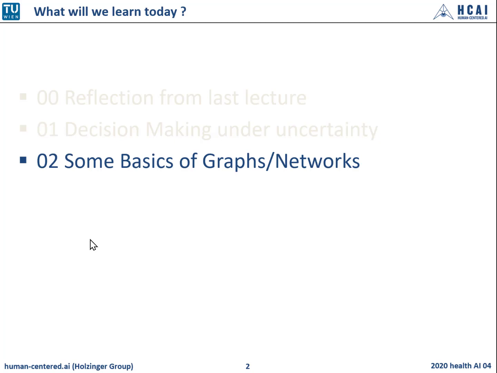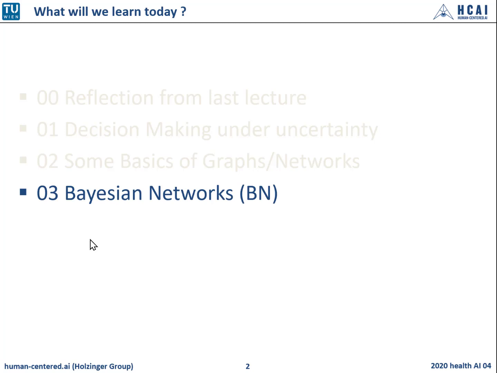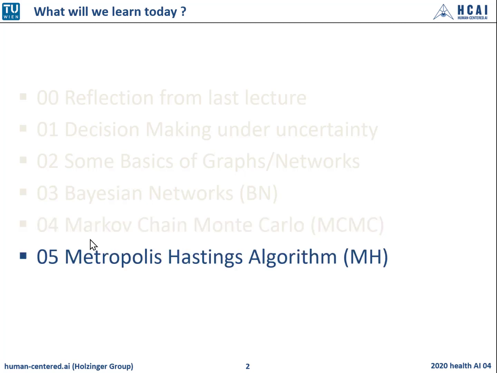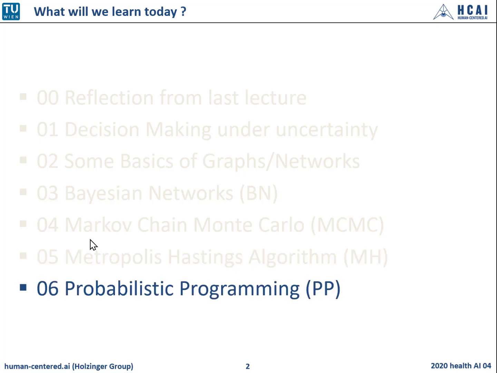We will see some basics of graphs and networks and Bayesian networks, and we will do some digressions on Markov processes. Then we will continue with MCMC and deal with the Metropolis Hastings algorithm. That brings us directly to probabilistic programming, an awesome topic, and this is where you have then your next assignment. And we will do some digression here on concept learning.